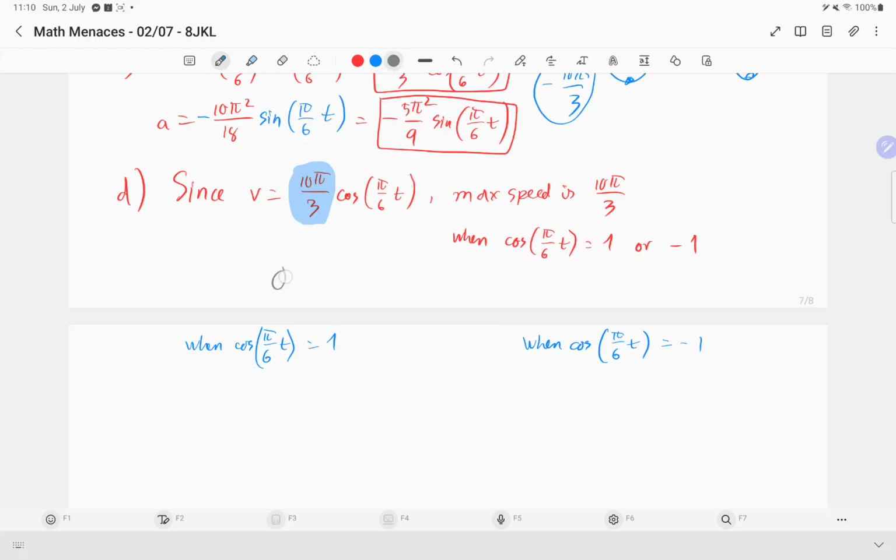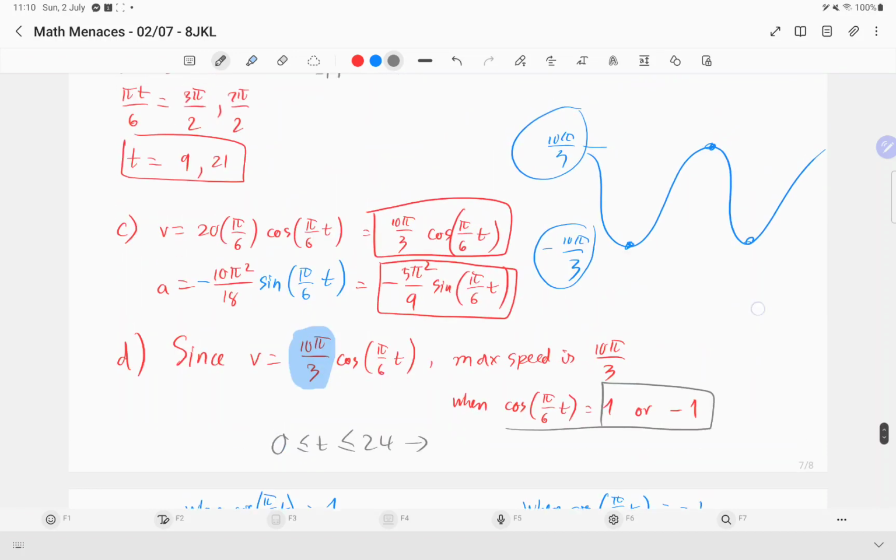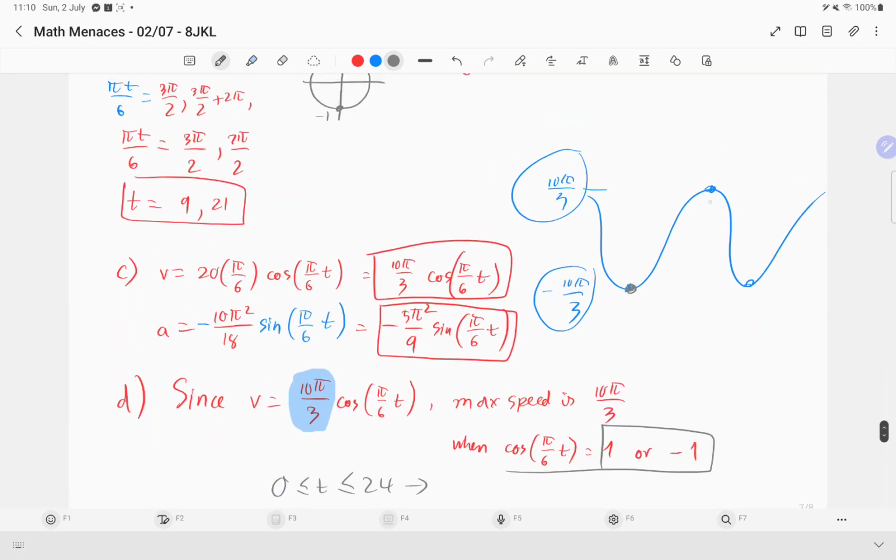I just need to be reminded on the statement for D. So that's the velocity equation. So maximum speed is when the cos part is 1 or negative 1. That's the idea here, where the maximum speed happens either at the bottom or the top. Because at the bottom the velocity is negative, but the speed is still 10 pi over 3, and at the top, obviously the speed is 10 pi over 3. And for the cos function, at the top and the bottom, the cos part is negative 1 and 1.